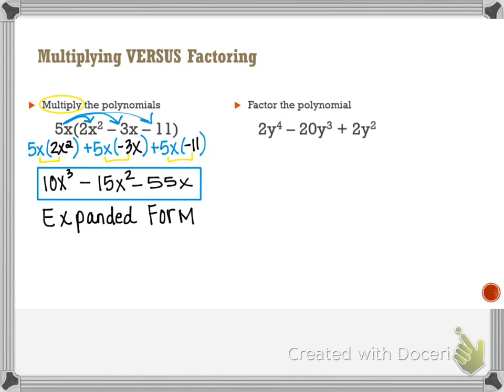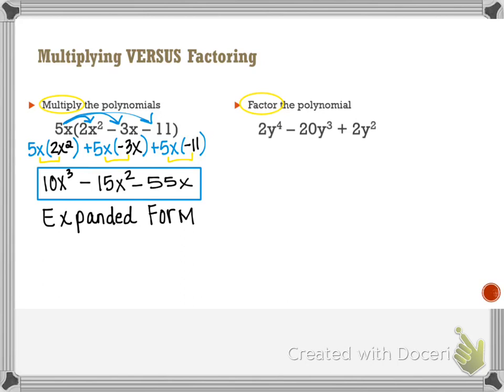11. All right, the opposite of that would be to factor the polynomial. So when I'm factoring, I'm basically starting with the expanded form. I'm starting with something that's already been multiplied. I'm starting with the product of two polynomials. And it's my job to factor it, meaning it's my job to work backwards and figure out what it looked like before it was expanded.